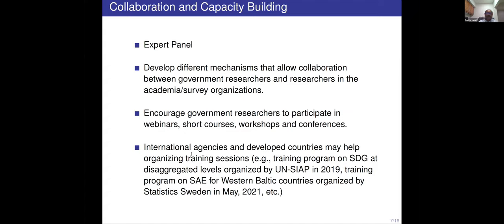One I did in Japan, a training program on SDG at disaggregated level by UNESCAP in 2019, where they brought people from 20 different countries to train in small area estimation, not just in poverty, but lots of other SDG indicators. And more recently, I did something for Western Baltic countries, organized by Statistics Sweden. In fact, there was one in Chile organized by UNDP, and that was very useful, not only for capacity building, but they use this knowledge to put things in official production.